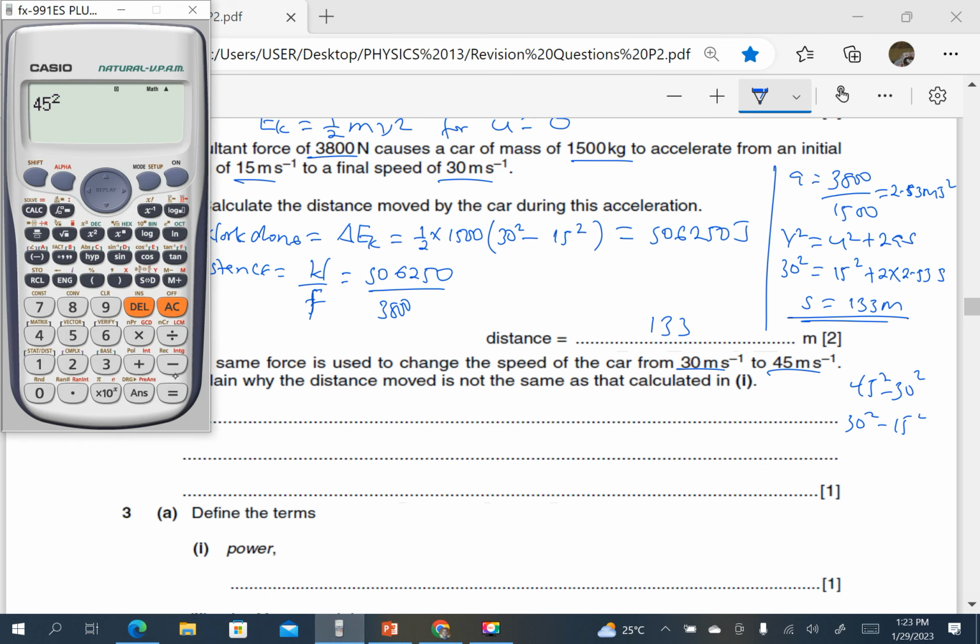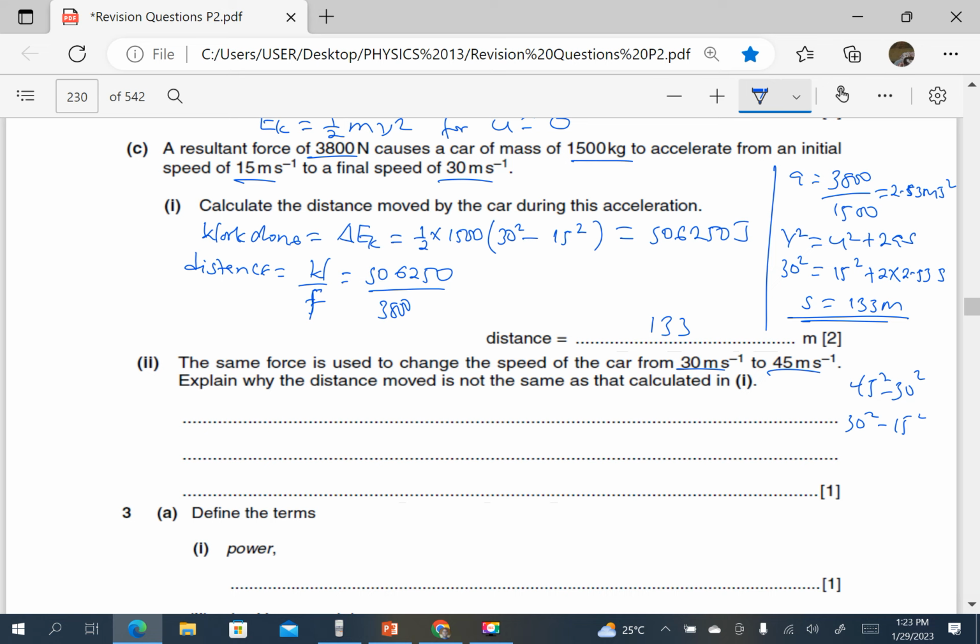45 squared minus 30 squared, that's what you get. 30 squared minus 15 squared, you get a different value. So it means the change in kinetic energy is not the same. So the work done is not the same.